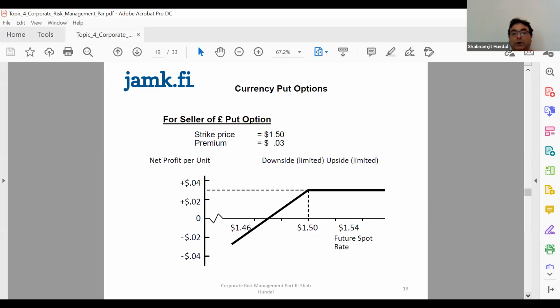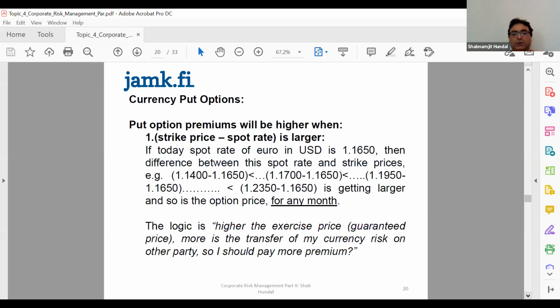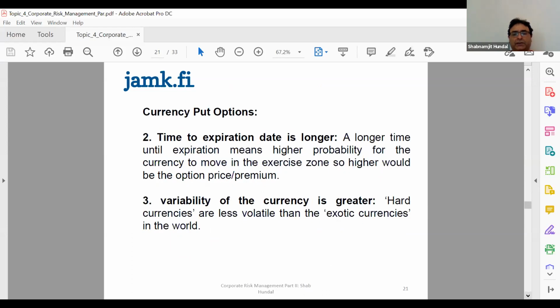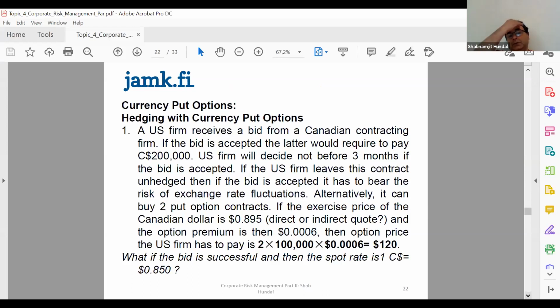Okay, so this is how the options work, the call and the put. And once again, you ignore slides 20, 21, 22. We need to learn a little bit.